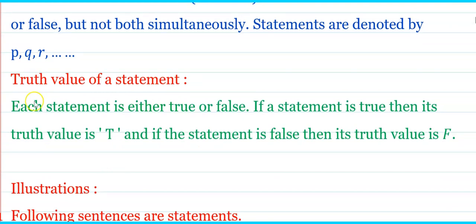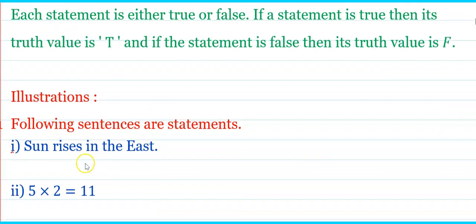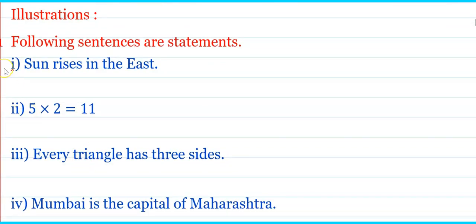Now the truth value of a statement. Each statement is either true or false. या दोघांपैकी एक असणार आहे. If a statement is true, then its truth value is capital T. And if the statement is false, then its truth value is capital F. Now we'll go through some examples.